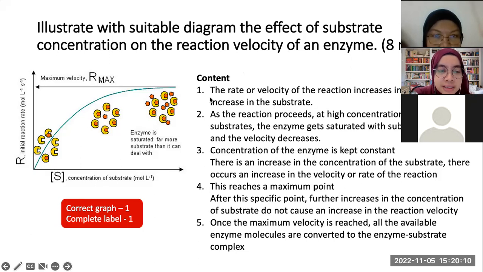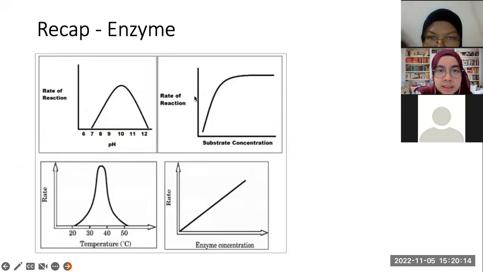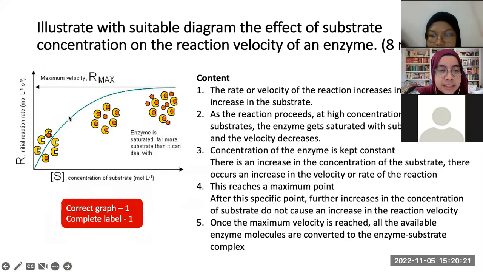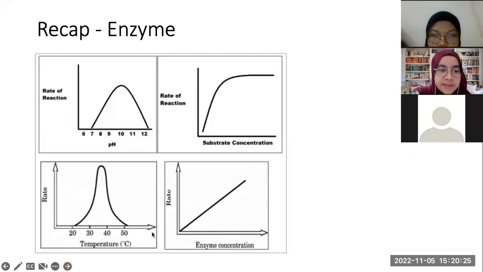For questions that ask you to illustrate, you need to have appropriate labels, like I mentioned just now, so an x-axis and y-axis. And you need to have the correct graph. So for the effect of substrate, this is the shape of the graph. If it's asking about temperature or pH, then it will be different.